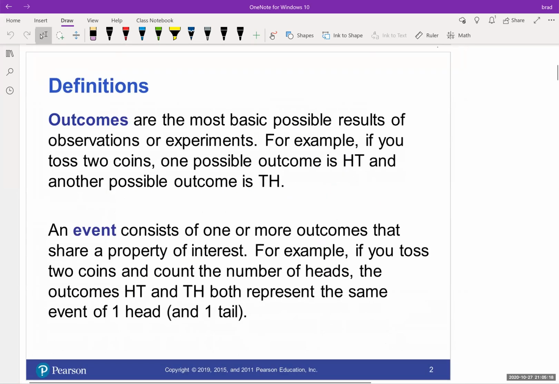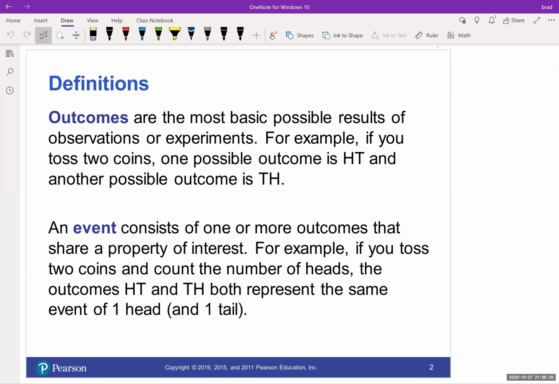So as always, let's start off with a few definitions. Outcomes are the most basic possible results of your observations or experiments. For example, if you toss two coins, one possible outcome is heads and tails, or you could also get tails then heads. You could also get tails, tails, or heads, heads. These are just two possible outcomes.